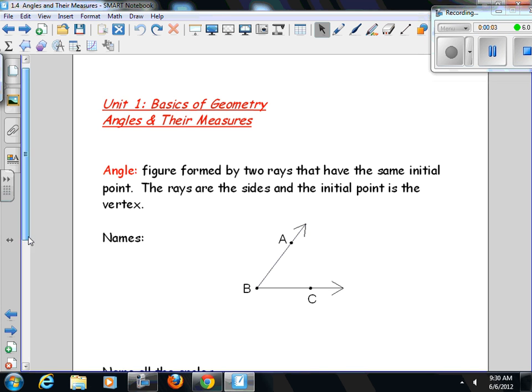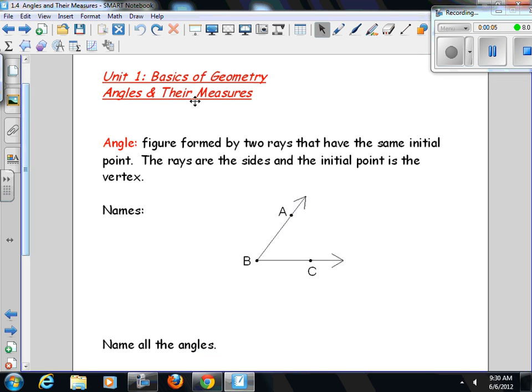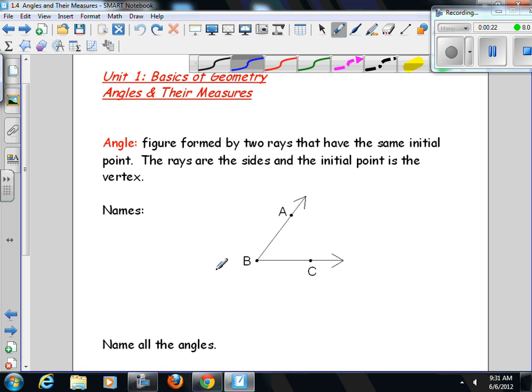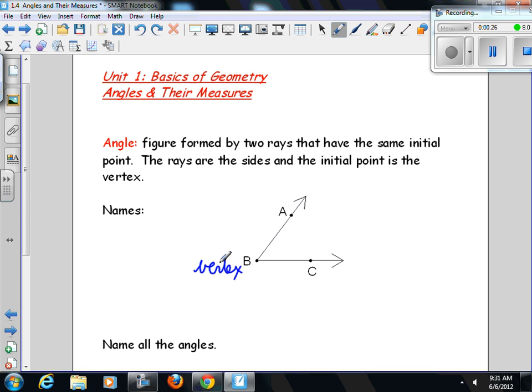We're continuing with the basics of geometry today, and we'll be discussing angles and their measures. An angle is a figure formed by two rays that have the same initial point. The rays are the sides, and the initial point is the vertex. So here, in this case, point B is your vertex, and then rays BA and BC come out from the vertex to form the angle.